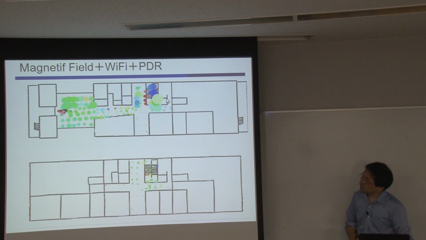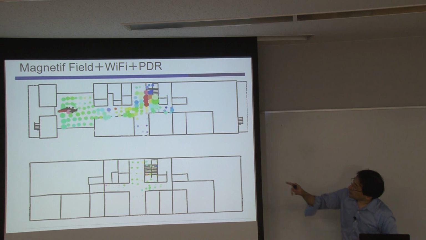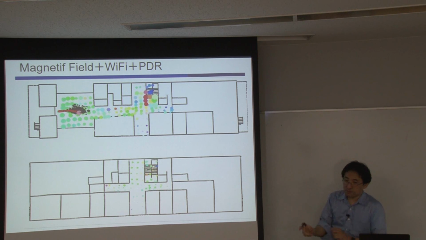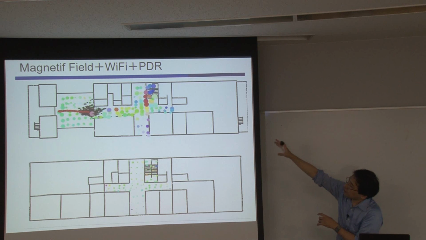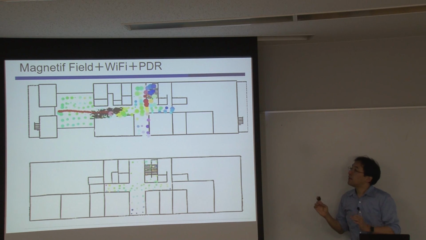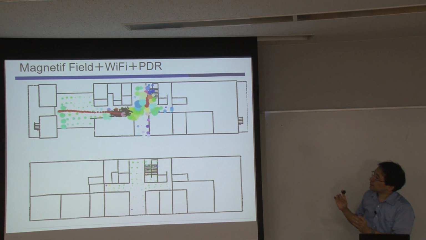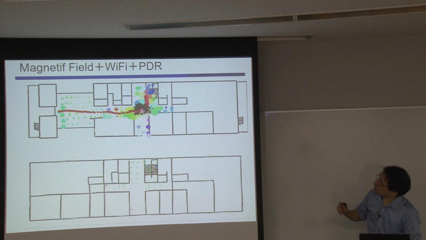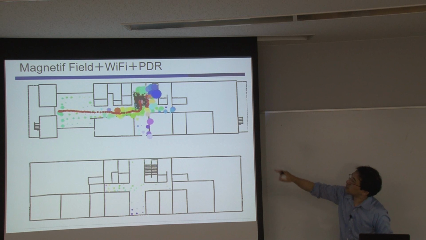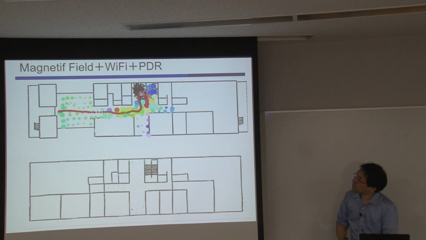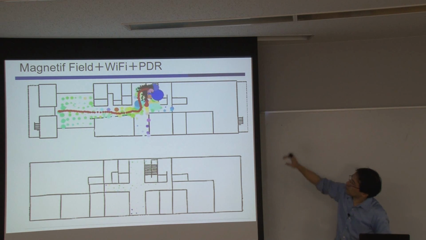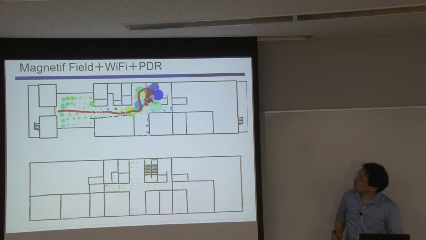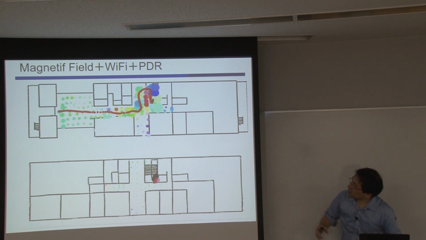So this is the final result. You can see the black dots are the particles. These colorful circles are related to the magnetic field, the red line shows the trace, and pink is the estimated location. This is the IB building from the first floor to the second floor. It's now going up the stairs. A little bit difficult, but it gets to the second floor.